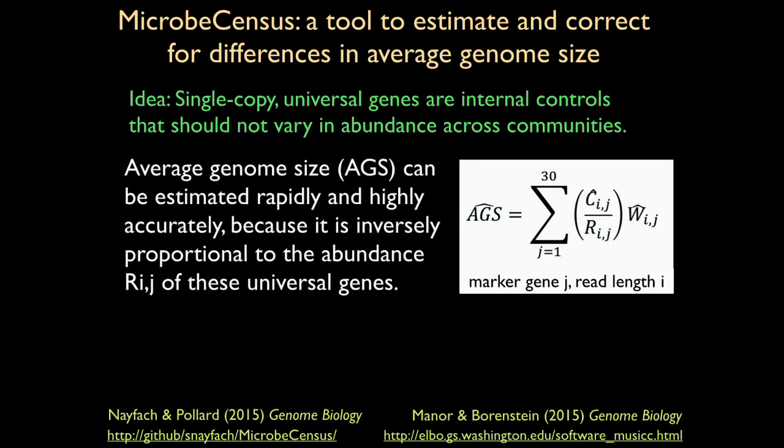And it turns out what these genes are doing is providing an estimator of the average genome size. So I said that the relative abundance of red goes up and down depending on how many of the green genes I have. As the genomes get bigger, then the amount of reads would be lower just by chance. And so part of our calculation is to look at Rij, which is the amount of reads mapping to a given one of these universal genes.